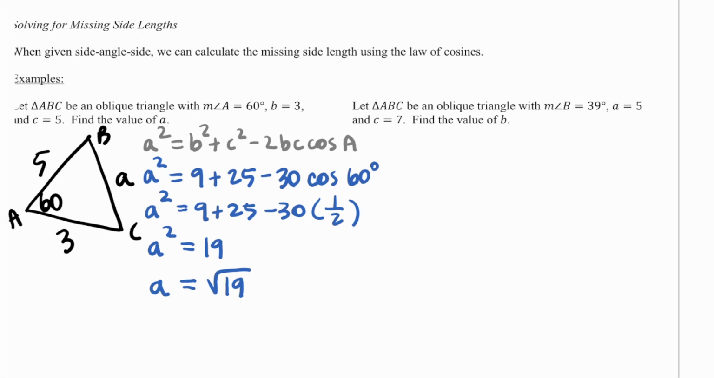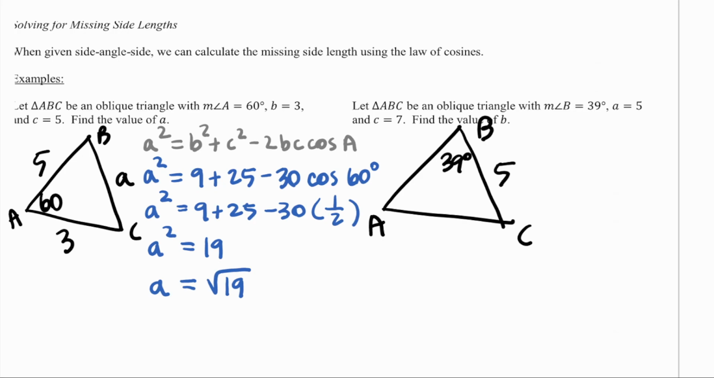Now maybe you can try this on your own. This one will require a calculator though, because of the 39 degrees. So let ABC be an oblique triangle with the measure of angle B, maybe I can even draw this for you, 39 degrees. Side length a is 5, and side length c is 7. Once again, we've got side angle side. Find the length of side b. Go ahead and try it on your own, and check your work against mine. You should have the video paused, and I'll bring up the answers in a couple of seconds.